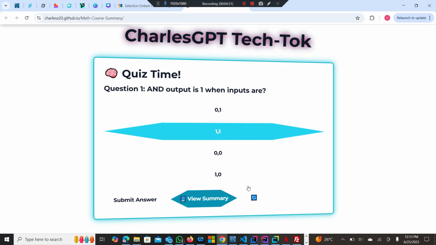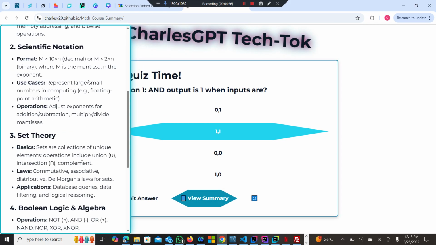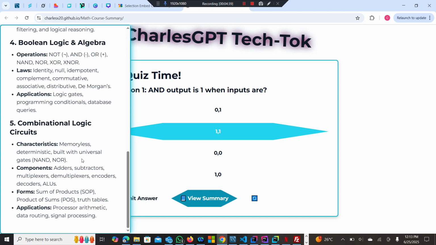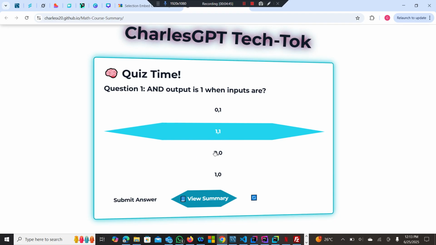You can also check the summary, because this is a new functionality I added. You can view a summary of your notes as your cheat sheet and stuff like that. You can view a summary of the app. Let me just cancel it out and go off. So that's it, and the output is 1.